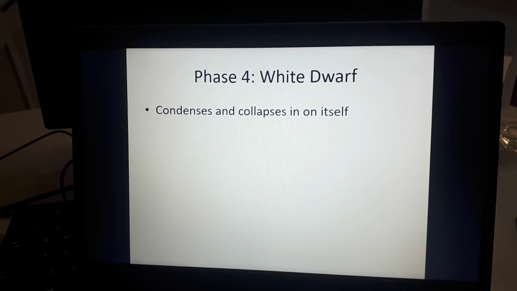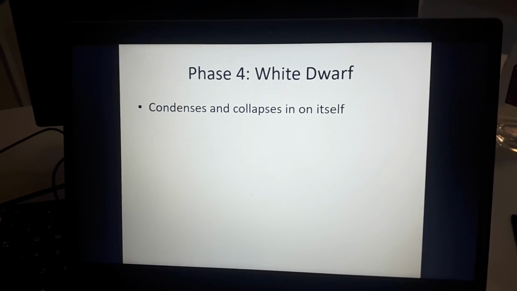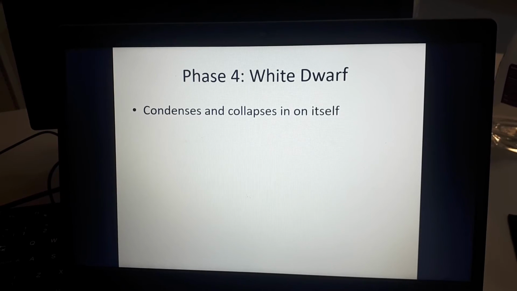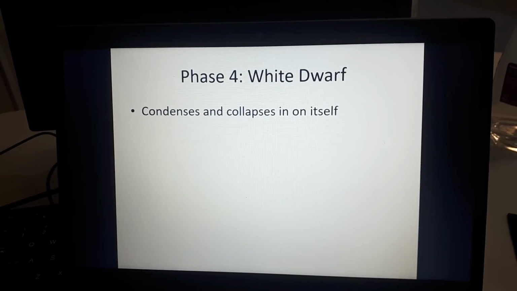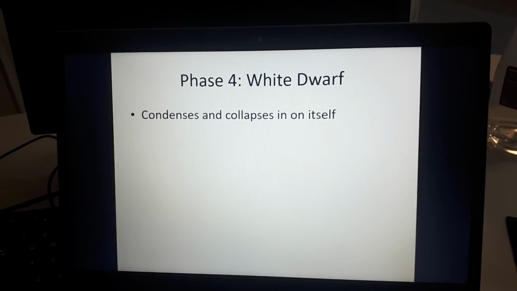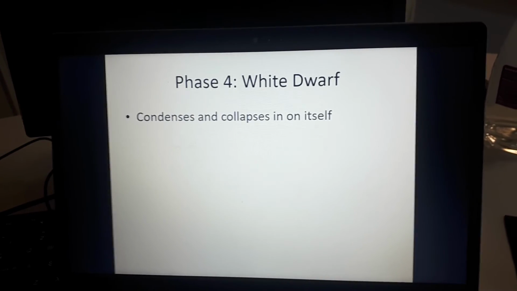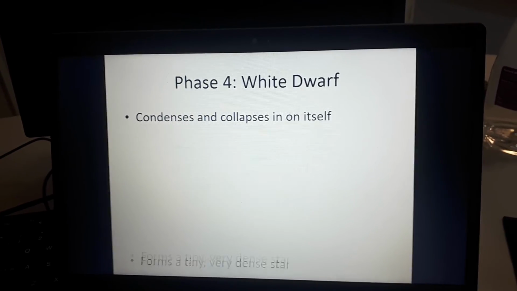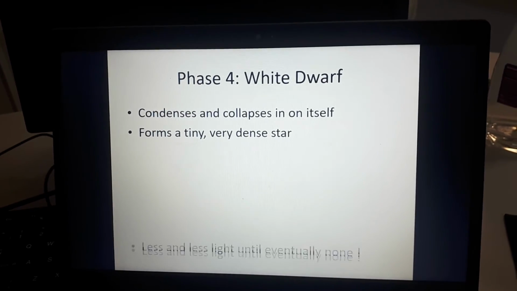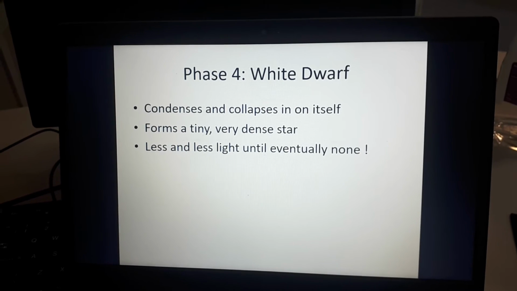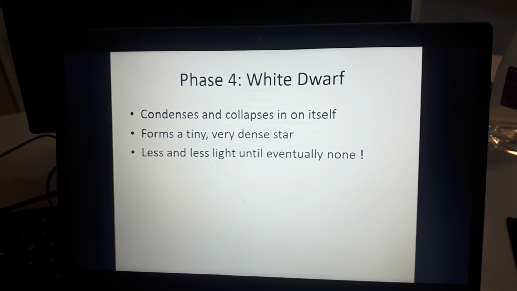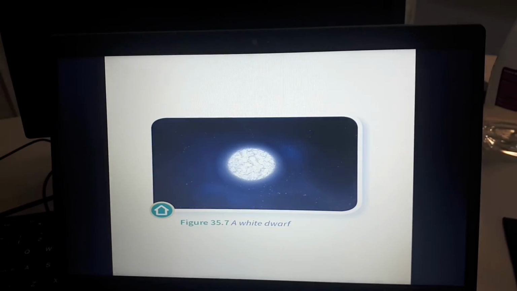And that's what phase 4 is, white dwarf. And this is where it condenses and it collapses in on itself. So the best example there is the balloon. Okay, so it gets bigger and bigger until it can no longer get any bigger anymore, and then it collapses in on itself. And it forms a very, very tiny dense star, and it will emit less and less light until eventually none. And once that happens, the star is gone.